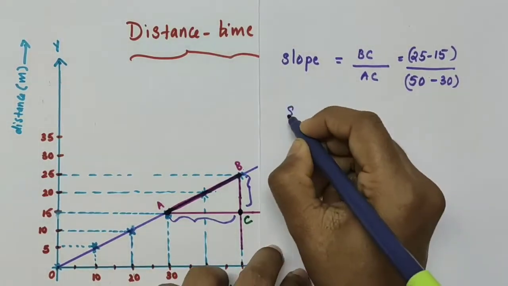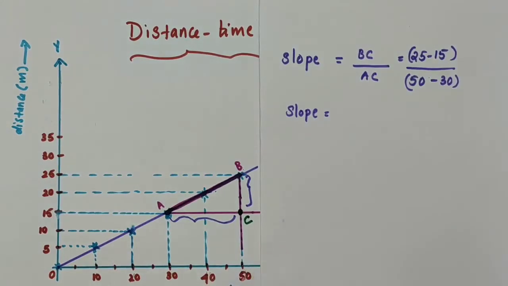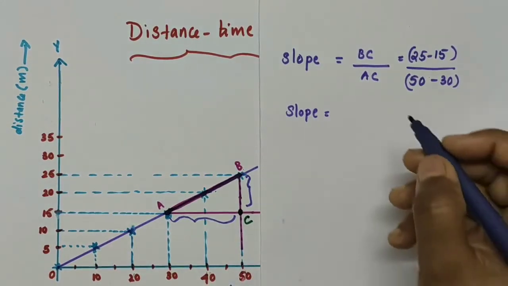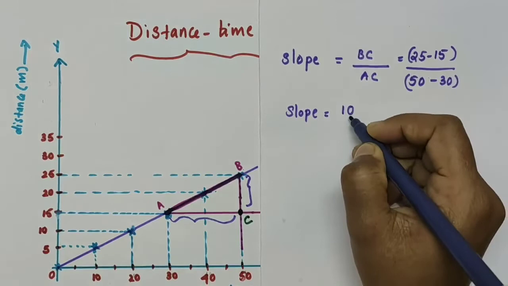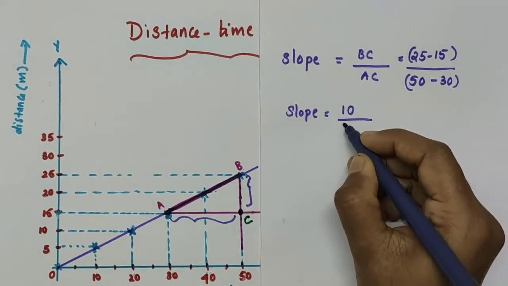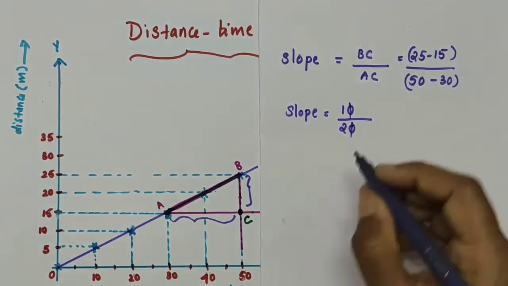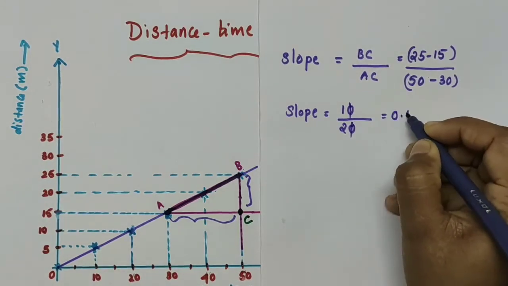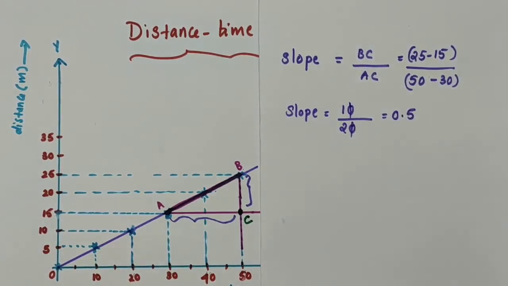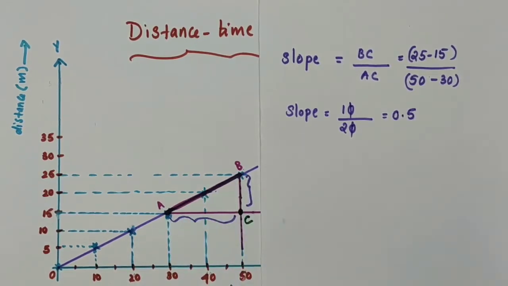Alright, so slope is equal to 25 minus 15. What is 25 minus 15? 10. Right, divided by 50 minus 30, which is 20. Okay, 0, 0 cancelled. 1 by 2. 1 by 2 is actually what? 0.5. So we got the slope of this line AB as 0.5.